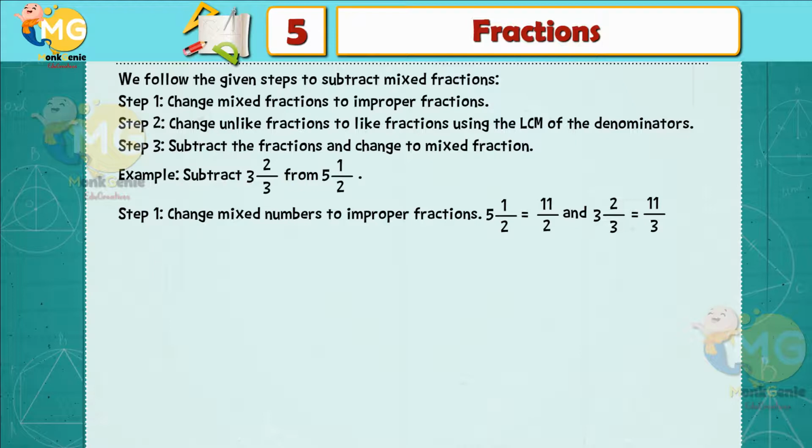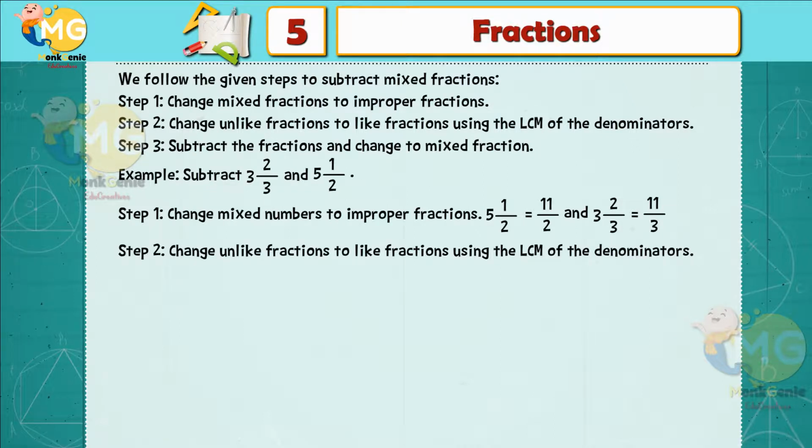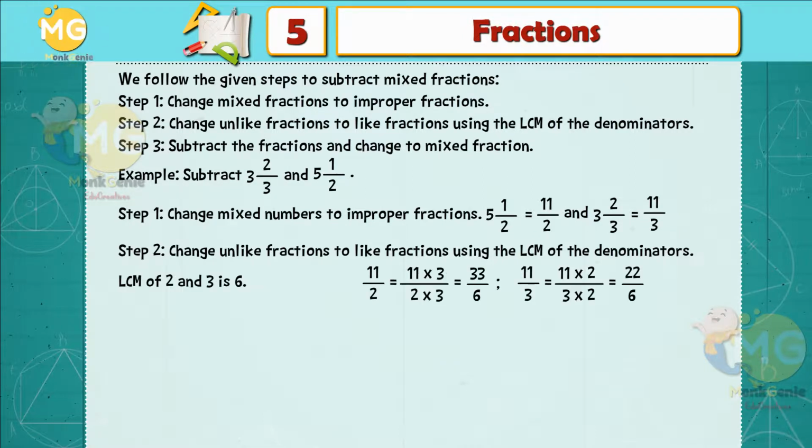Step 1: Change mixed numbers to improper fractions. 5 1/2 is equal to 11/2. 3 2/3 is equal to 11/3. Step 2: Change unlike fractions to like fractions using the LCM of the denominators. LCM of 2 and 3 is 6. 11/2 = (11 × 3)/(2 × 3) = 33/6. 11/3 = (11 × 2)/(3 × 2) = 22/6.